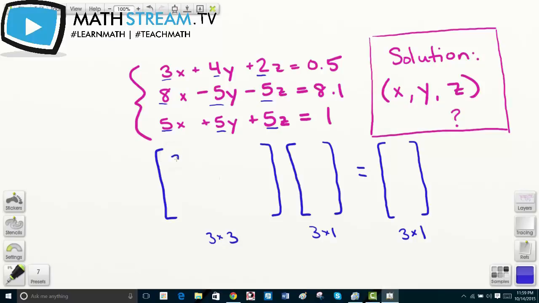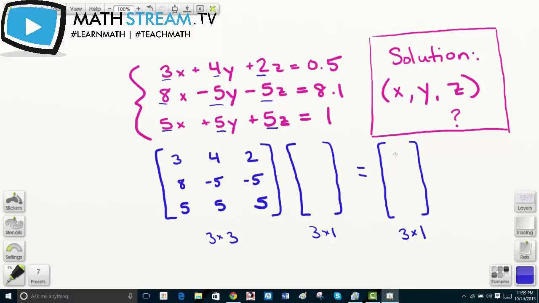So just going across, I'm going to say 3, 4, 2, so those are just the coefficients, 3, 4, and 2. Second equation would be 8, -5, and -5, 5, 5, and 5. So that fills in the first matrix.